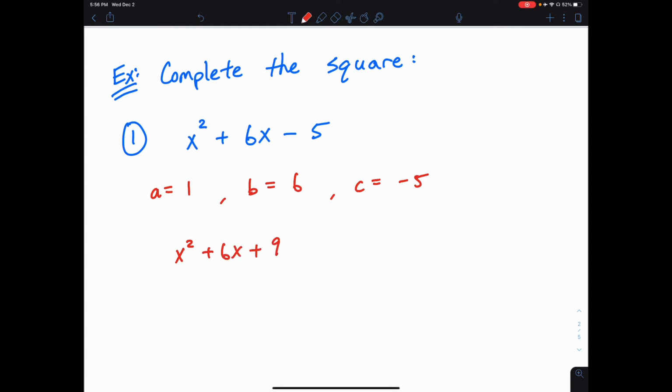Okay? And then I need to add in the balancer. So where that plus 9 came in shouldn't exist. So we minus a 9. So that is the balancer. And then we just keep the value of c in the back of minus 5.